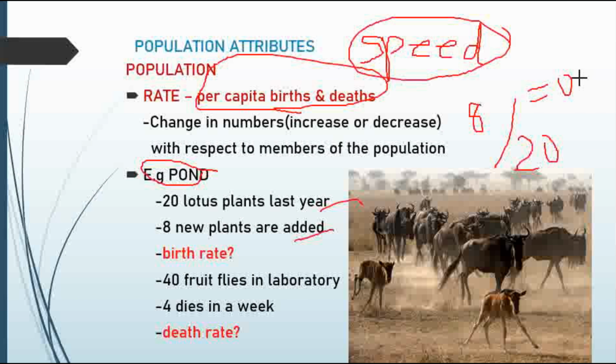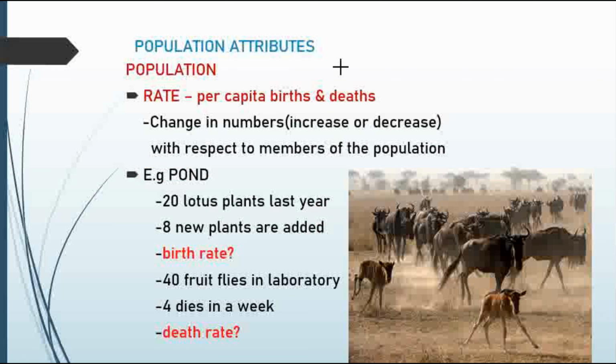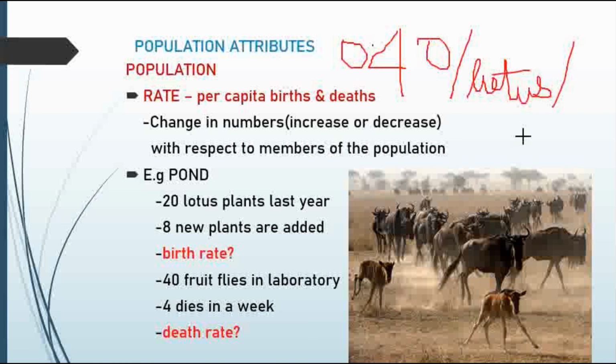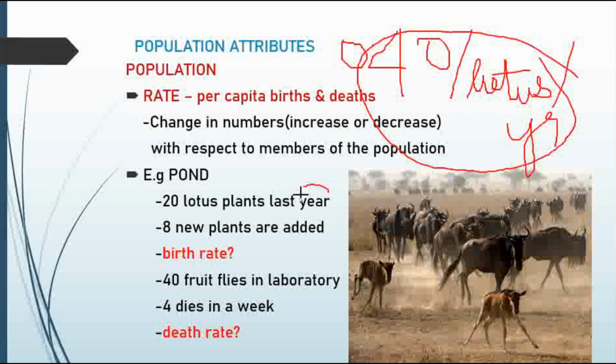So the answer will be 0.4 offspring. How will you say it? We will not just say offspring, it is 0.4 offspring per lotus per year. You have to add this to the answer, because we are calculating it according to time, and here we calculate by year. So that is the birth rate.